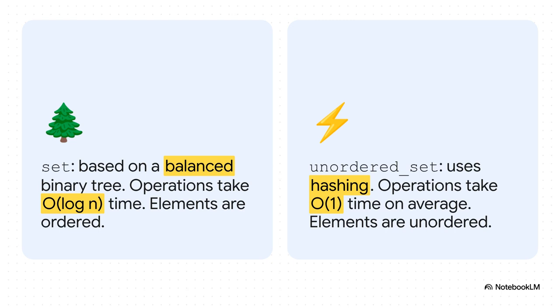A great analogy is looking up a word in a dictionary. You don't scan every page, you use the alphabetical order to jump right to the section you need. It's super fast, but it's not instant.